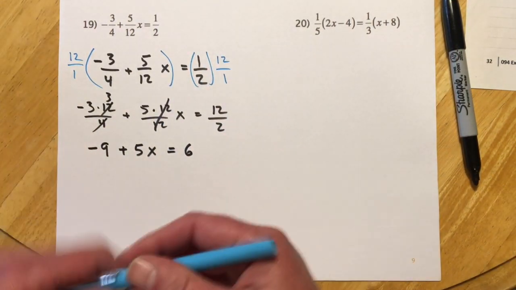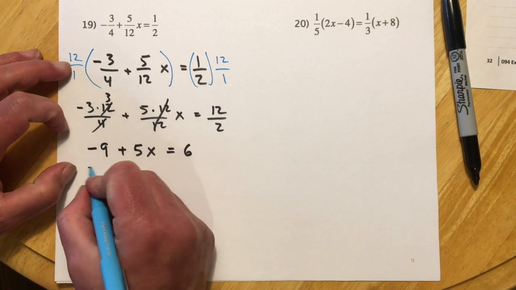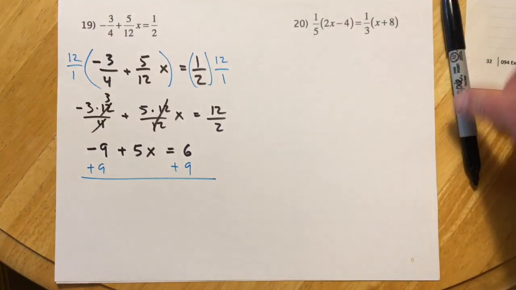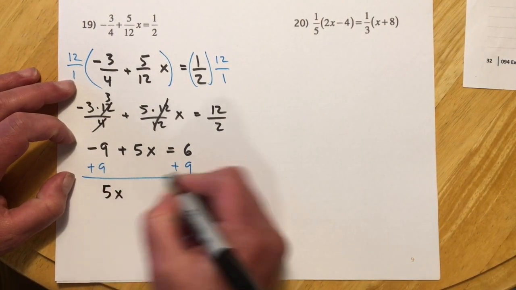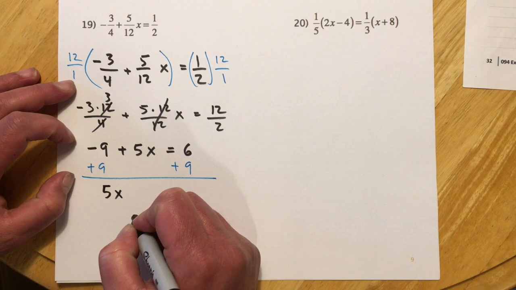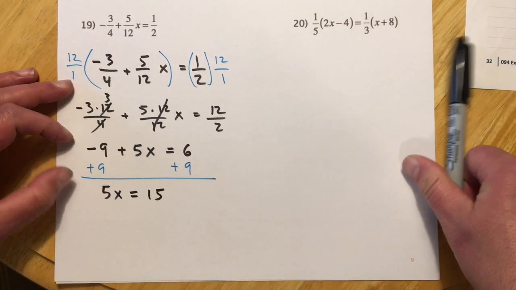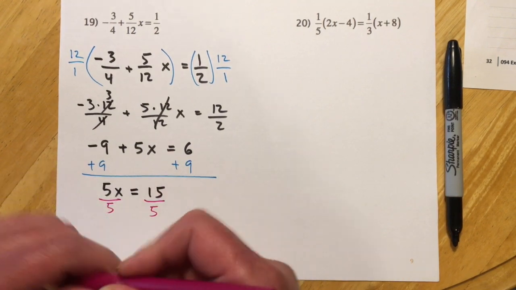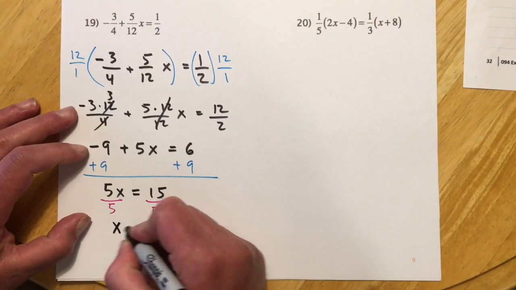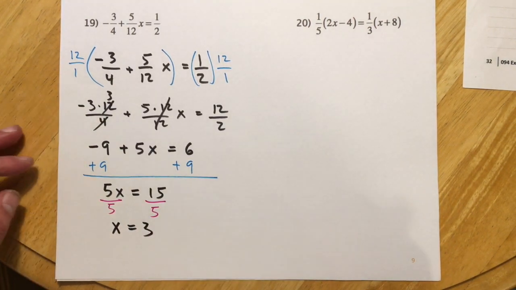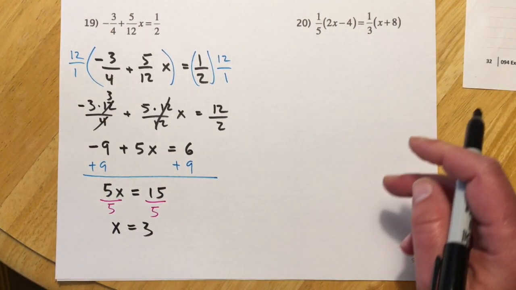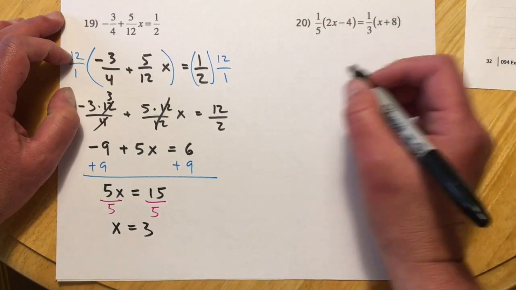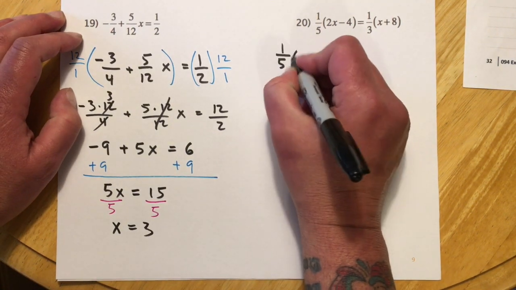The trick is just getting out of those fractions. So I'll add the 9 over, and that's going to give 5x equals 15, since 6 and 9 makes 15. Then divide out the 5, and we end up at x equals 3. And then this next one, notice the 5 doesn't go in, nor does the 3. So let me rewrite that down here.